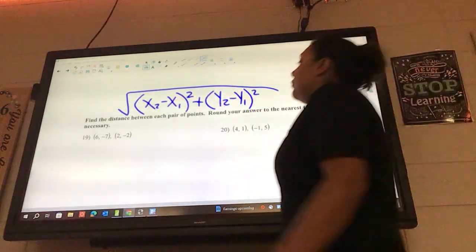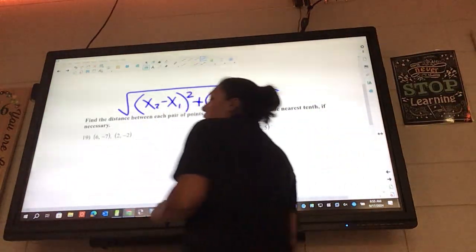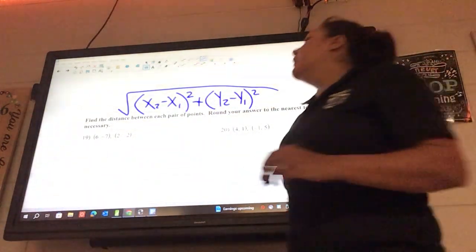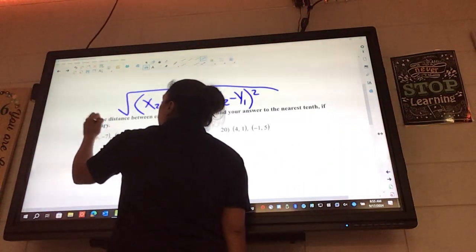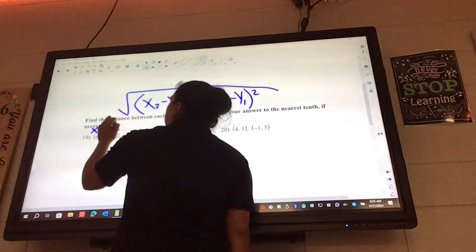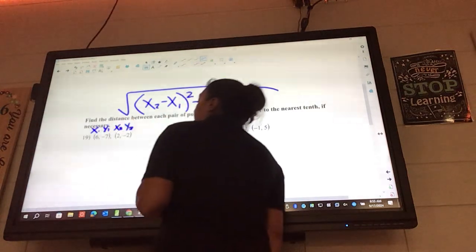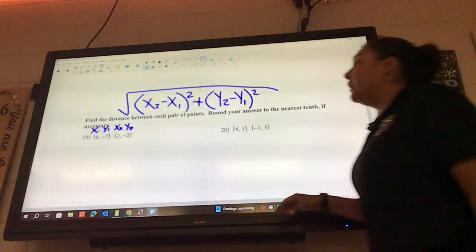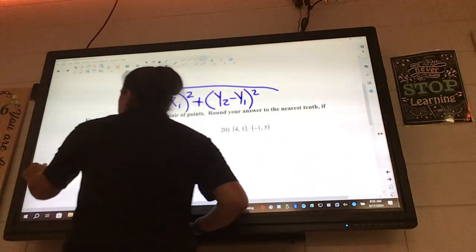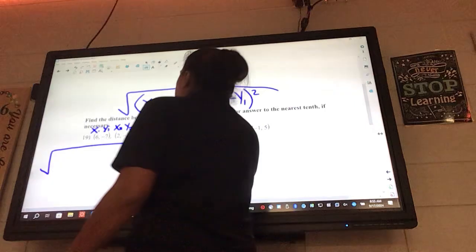So we're going to go through and start to label these. How do I label the coordinates? X1, Y1, and the second one? X2, Y2. X1, Y1, X2, Y2. Then from here, it's just a matter of plugging it in. We're going to say square root, and we start following the formula.